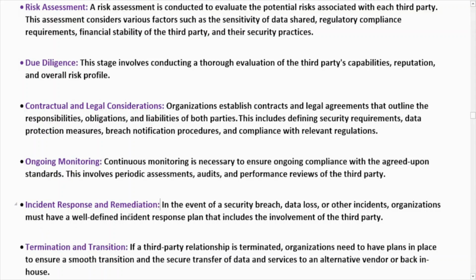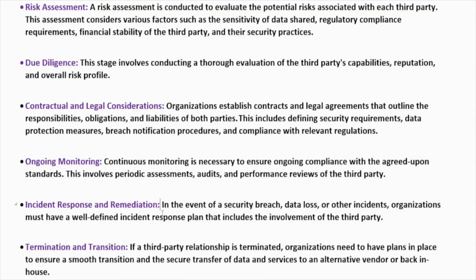In the event of a security breach, data loss, or other incidents, organizations must have a well-defined incident response plan that includes the involvement of the third party. Basically, if we talk about our example, in the event of a security incident or breach involving the payment processing company, the bank collaborates with the third party payment processing company in order to investigate the incident, and they also remediate any damages as well. They have an incident response plan that outlines the roles, the responsibilities, and also the communication channels between the bank and the payment processor as well.